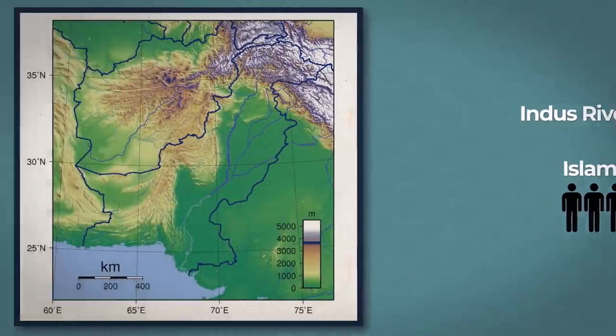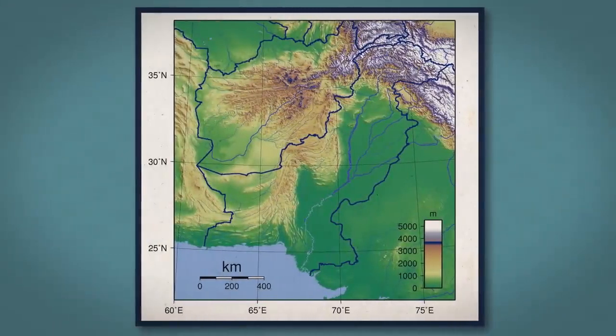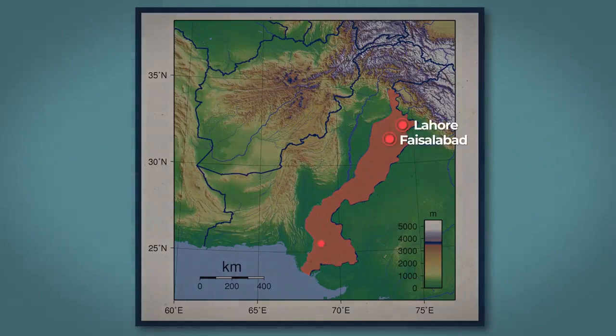The system of Indus tributary rivers that runs through the Punjab province are somewhat defensible, but even still, the Indian army could punch through all of these highlighted areas without ever having to cross a river, and that includes some of Pakistan's most major population centers, like Lahore, Faisalabad, Hyderabad, and the capital Islamabad.